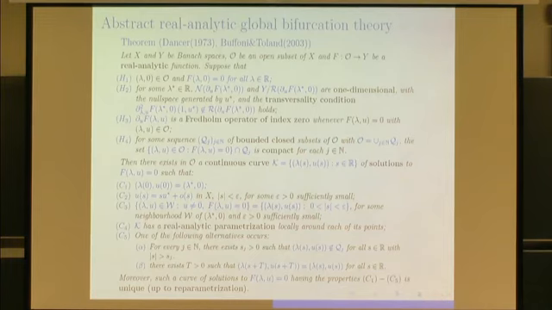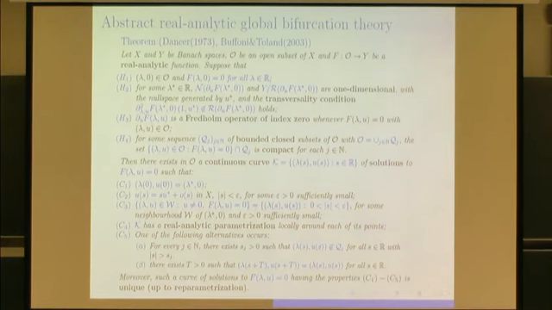This is related to the Crandall-Rabinowitz local bifurcation theorem, and to the Rabinowitz global bifurcation theorem. But it exploits the additional structure that the operators are real analytic. In this form, the result is due to Dancer in '73, with some refinements by Buffoni and Toland. So the abstract setting is this.